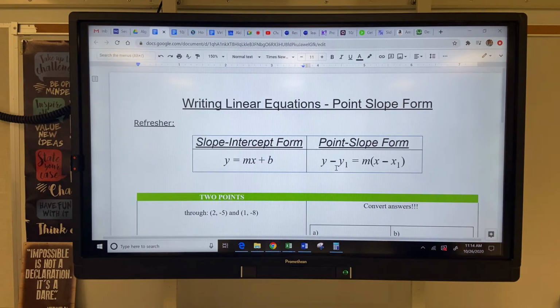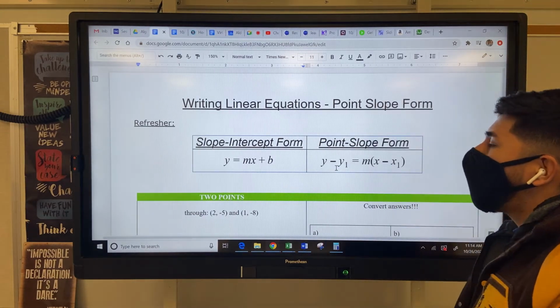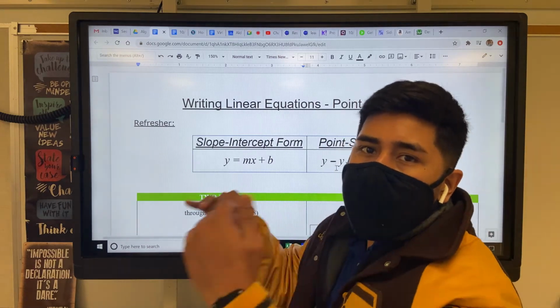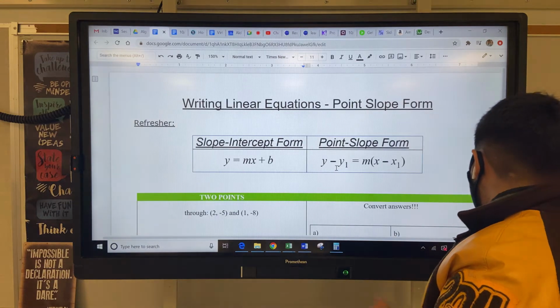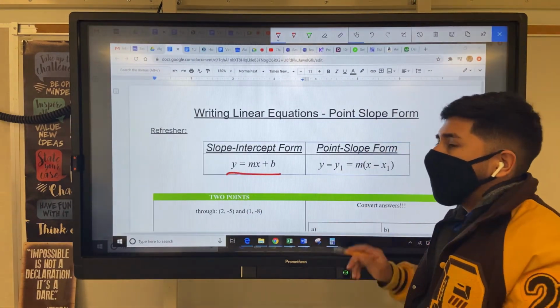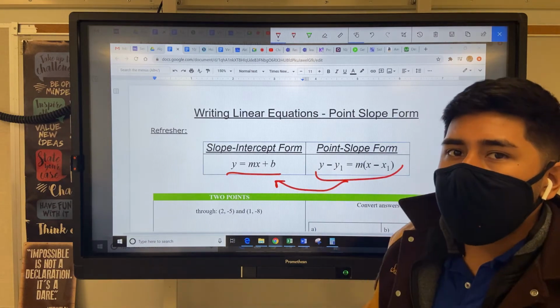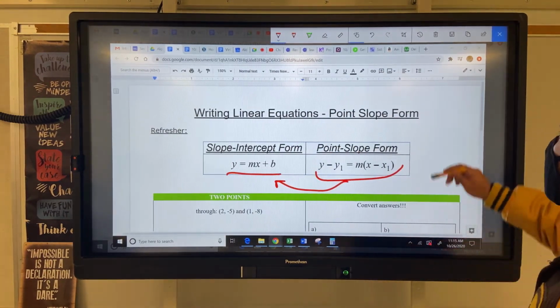Okay, ladies and gentlemen, today's new topic is writing linear equations in point slope form. So we're taking the same concept every day and we're just applying little fresh things. We're still working on the 2 points and a point and a slope where we get this as an answer, and we need to convert this to match this. Okay? So it's a lot of converting. I need everybody to be on the ball with that. All right.